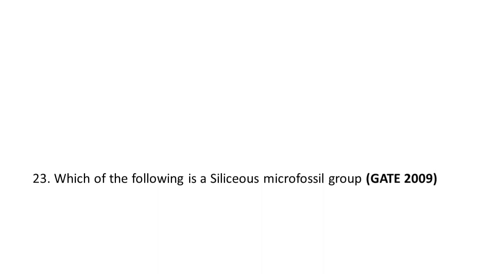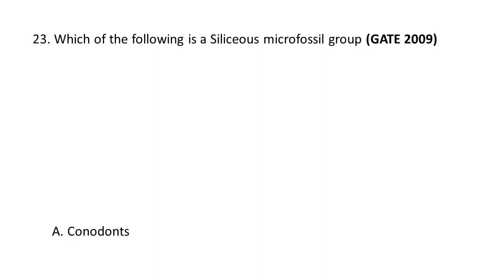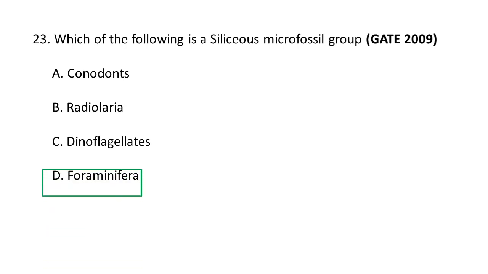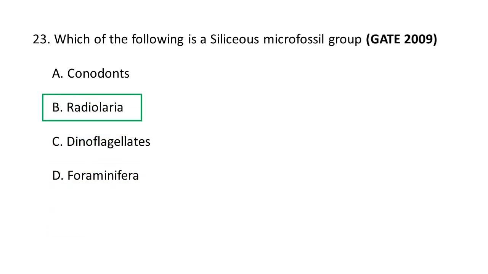Next question. Which of the following is a siliceous microfossil group? A. Conodonts, B. Radiolaria, C. Dinoflagellates, D. Foraminifera. So the correct option is B. Radiolaria. The siliceous walled microfossils include radiolarians and diatoms, and radiolarians are single-celled marine zooplankton. They vary in size from 30 micrometers to 2 millimeters in diameter. So radiolaria is a siliceous microfossil. B is the correct option.